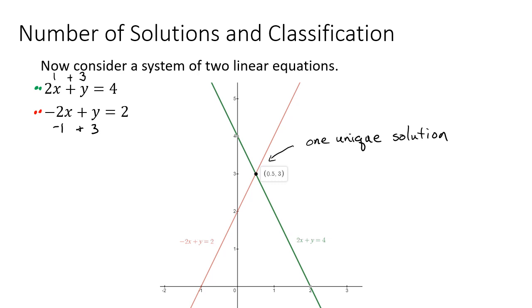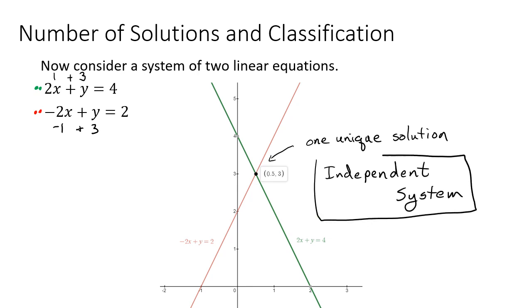In this case, we call the system of equations an independent system. Oftentimes, this is what we're hoping to see when we solve a system of equations, one unique solution that always works. But if you just have one solution, it's called an independent system. And we'll recap all of this in a slide a little bit later on when we talk about the other type of interactions.